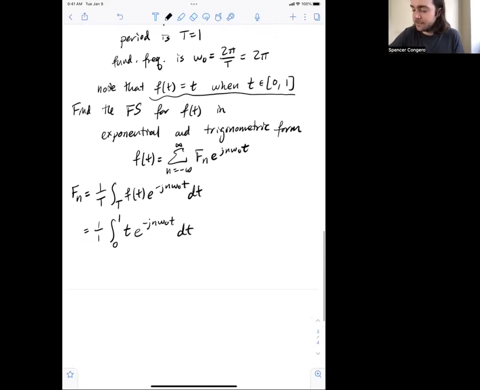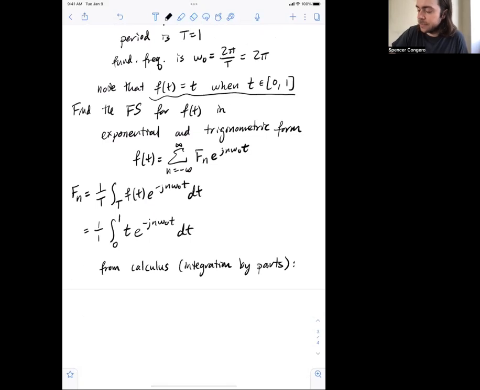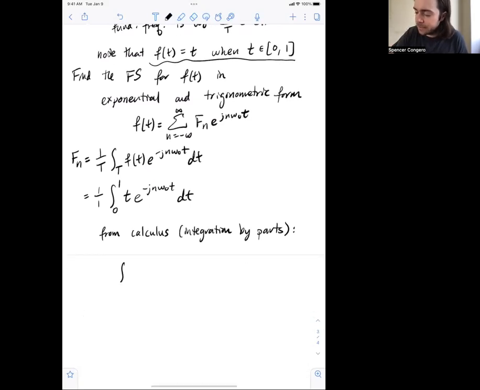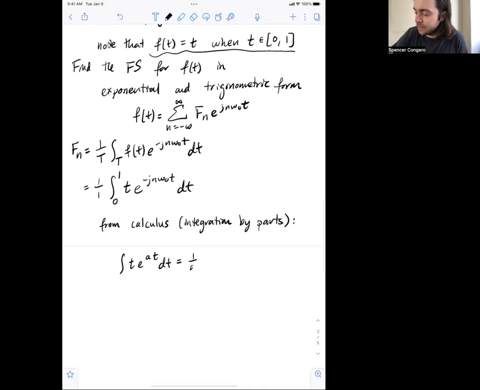And now we're going to cite a fact from calculus that you can verify quickly on your own. I just don't want to waste time in the video doing this. So from calculus, this is integration by parts. You can try this on your own for practice. It's not too bad. What happens when I have an integral like this of t e to some constant times a dt? Well, just apply integration by parts and you'll see that equals 1 over a times t minus 1 over a e to the at. Okay, so this is just a calculus fact you can verify on your own.